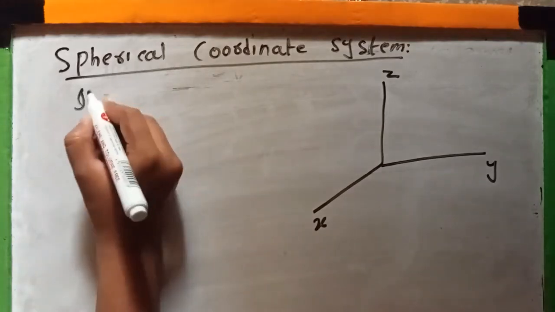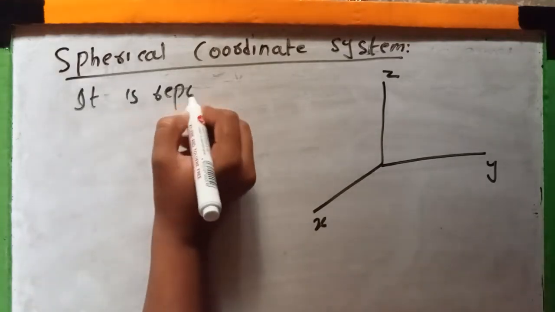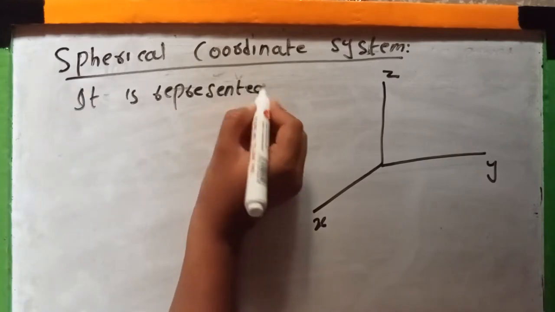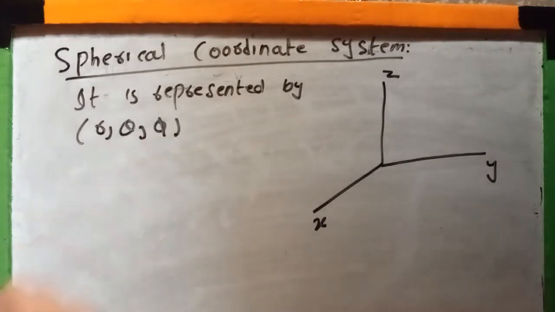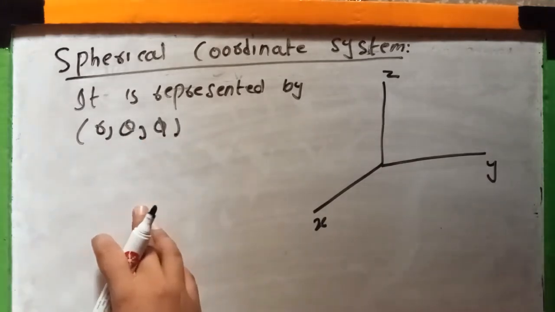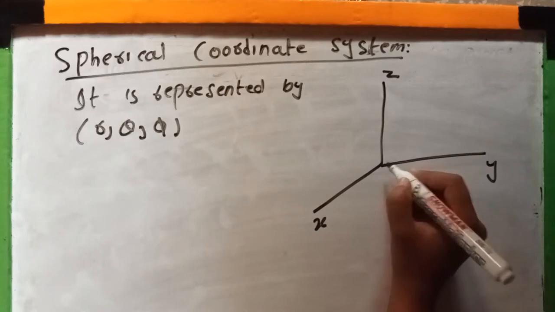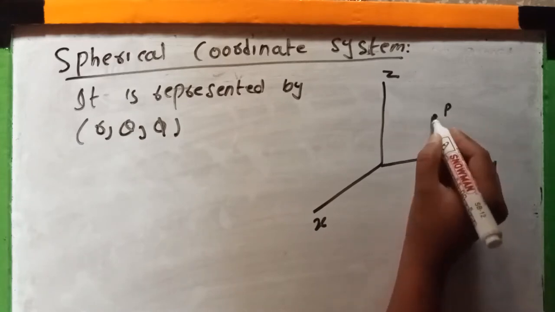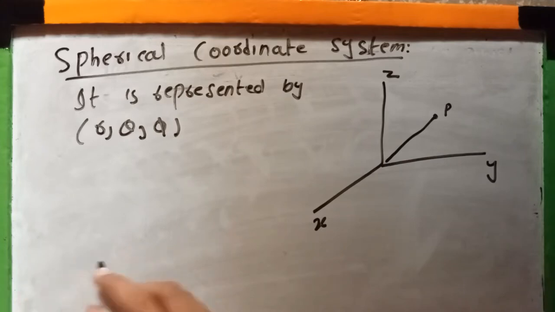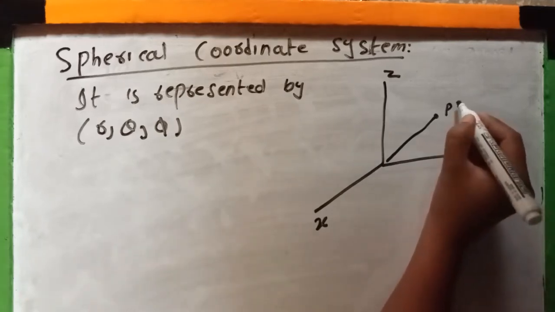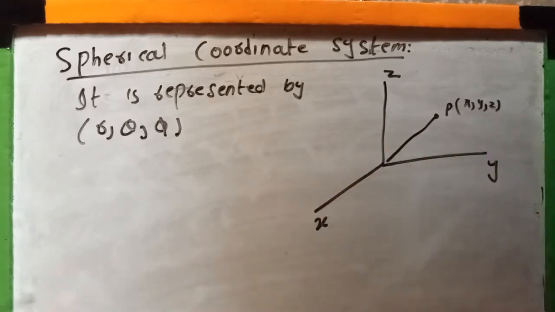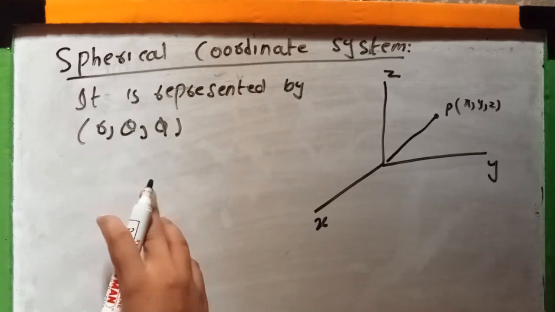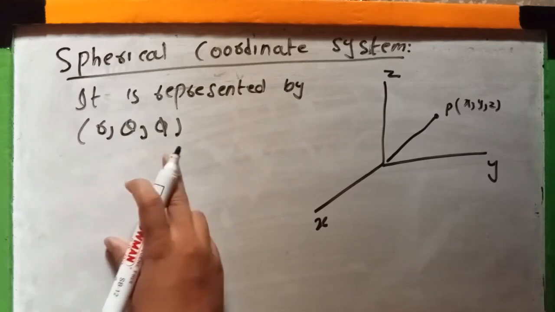It is represented by r, theta and phi. First of all, we have to understand the meaning of r, theta and phi. If I say I have a point P over there, the point P has coordinates x, y, z in Cartesian coordinates. How can we write x, y and z in terms of r, theta and phi?